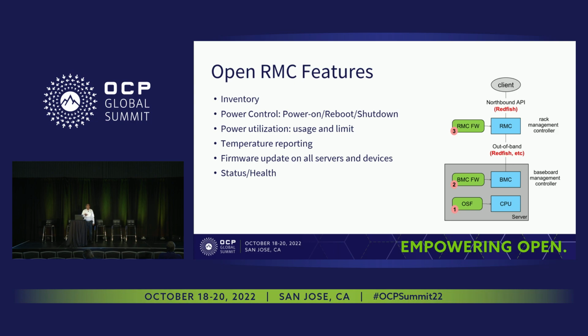Firmware has been one of the key components within the system as well as on these rack managers. Everywhere you see different firmware components. And having the ability to inventory what firmware versions are running on all those, and also having the ability to update those, is very important from the management standpoint. So this includes all the servers and devices. That's also one of the key features of OpenRMC.